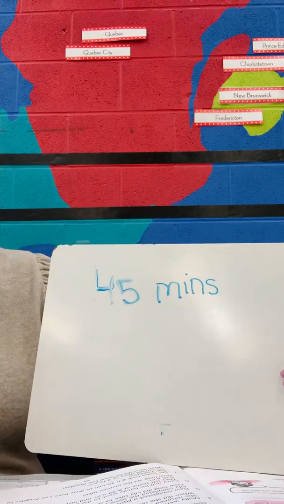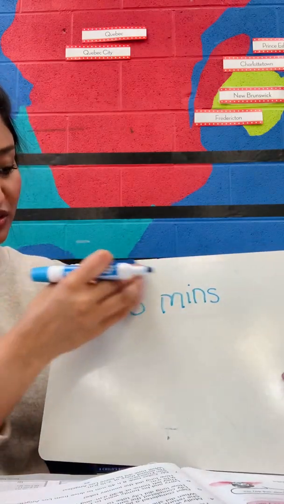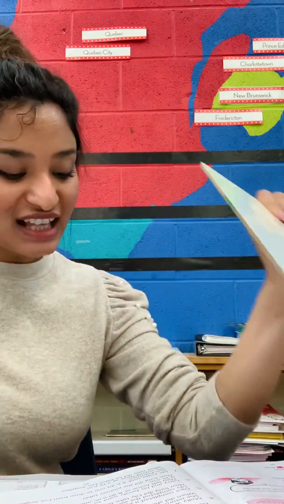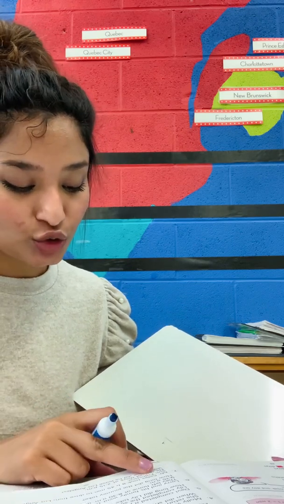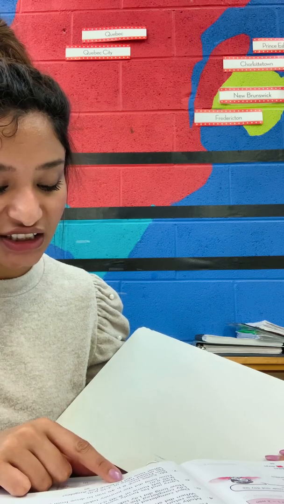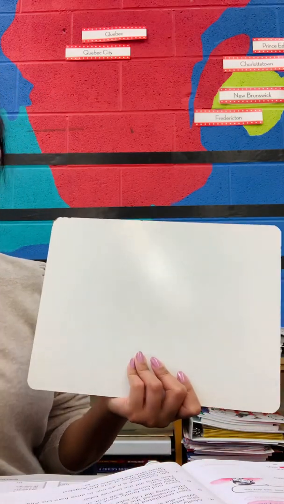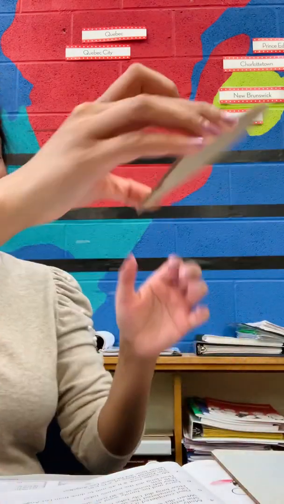Okay, that was question 6. Now let's go to our last question. The last question says, Mr. Coles took 8 hours, 45 minutes to drive from Los Angeles to San Francisco. He arrived there at 2:15 p.m. What time did he leave Los Angeles? So Mr. Coles took 8 hours and 45 minutes to drive, and he arrived at 2:15 p.m. So we need to go to 2:15 p.m. first.